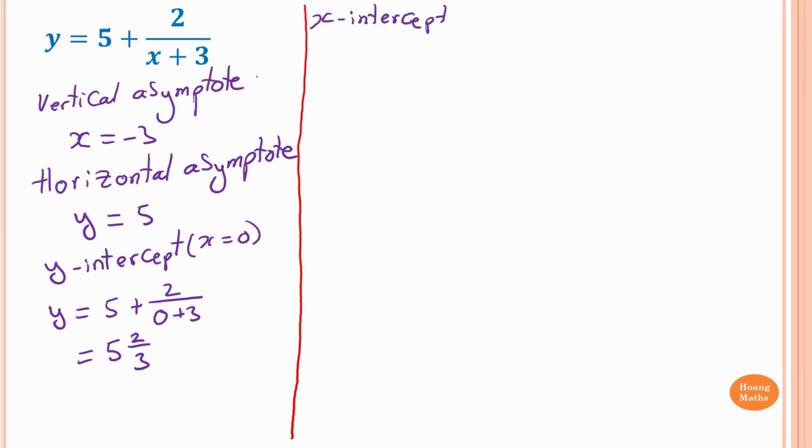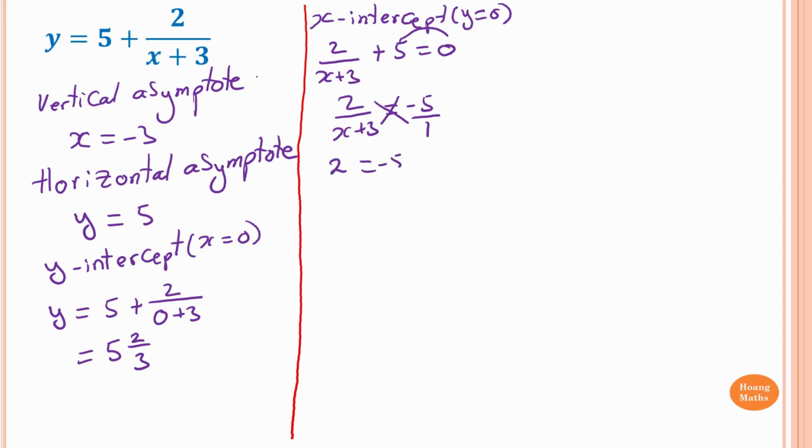To find x-intercept, that means when y is equal to 0. So when y is equal to 0, this means that 2 over x plus 3 plus 5 is equal to 0. So I move 5 on this side. So 2 over x plus 3 is equal to -5. So -5 is just like -5 over 1. And I do cross multiply. 1 times 2 is 2, is equal to -5 times x plus 3.